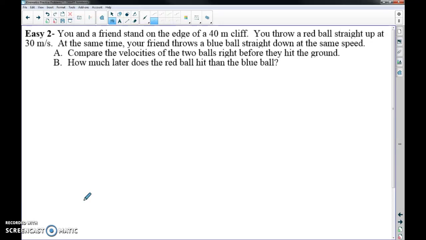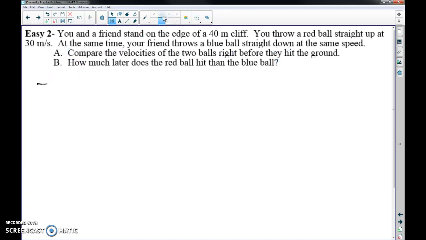Okay, this is a solution for easy problem number 2. You've got two balls, and you're comparing the velocity of the two balls. One of them is thrown upward, which is our red ball, and one of them is thrown downward at the same speed as the ball thrown upward. So we've got two situations to model here. For part A, they want to compare the velocities right before they hit the ground.